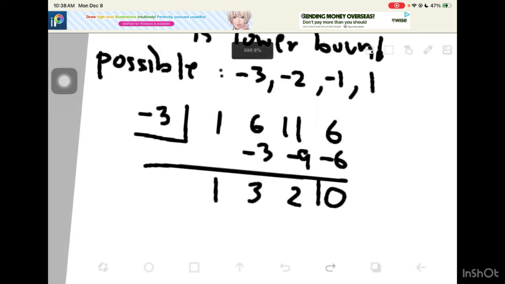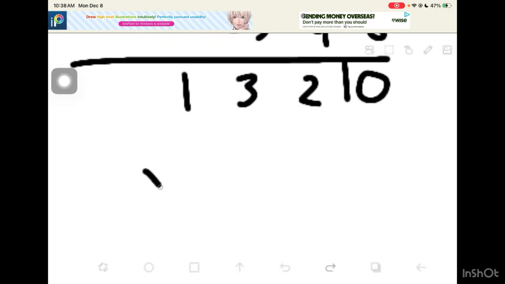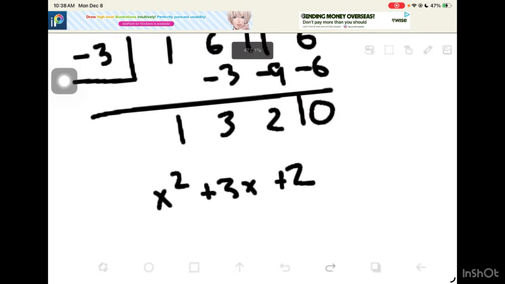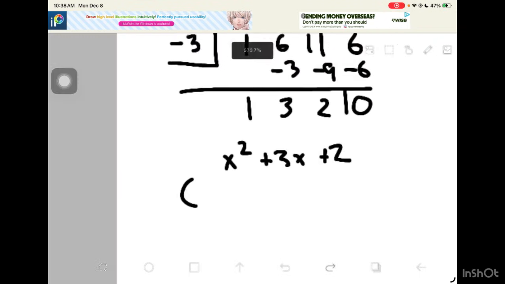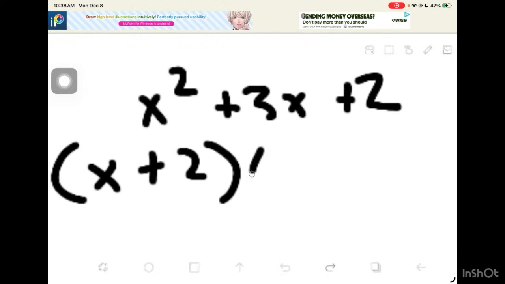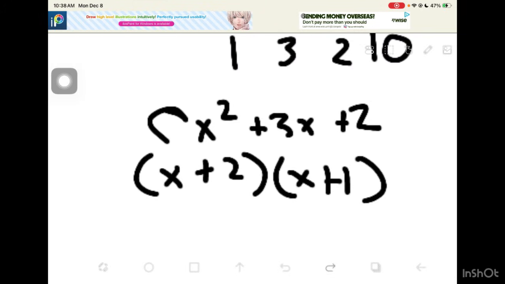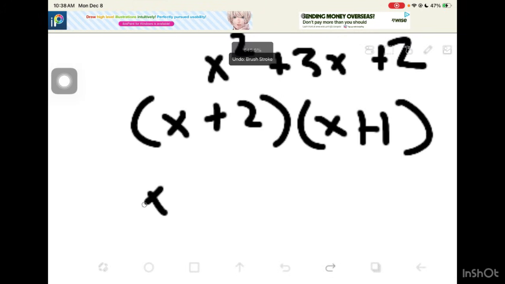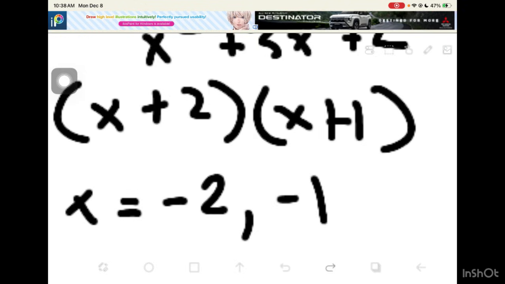And 6 plus negative 6 is 0. Now, since this is originally a cubic, we can translate this into a quadratic, which is x squared plus 3x plus 2. As you can see, you can easily factor this already, so you have x plus 2, x plus 1. By the FOIL method, if you expand this, you'll get this back. So therefore, x is also equal to negative 2 and negative 1.